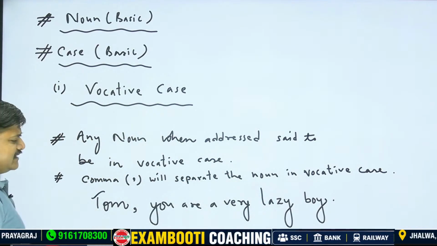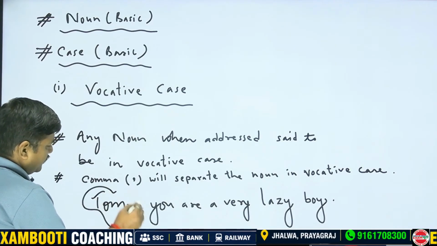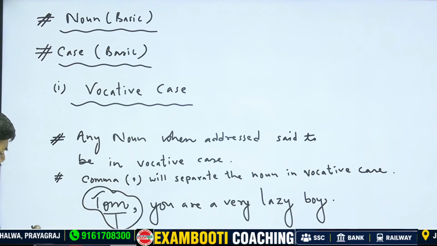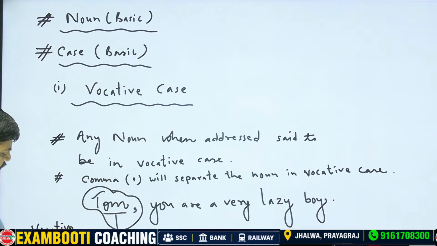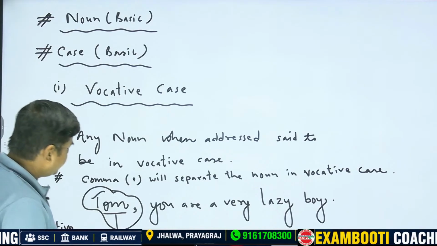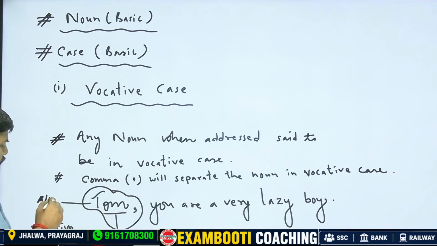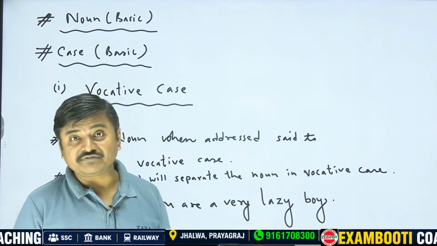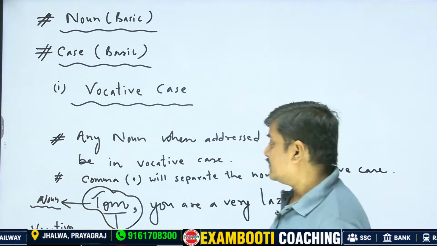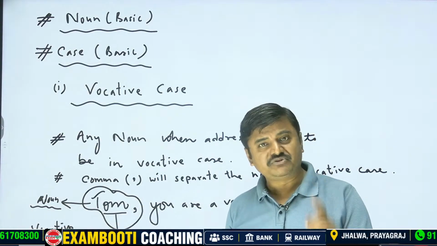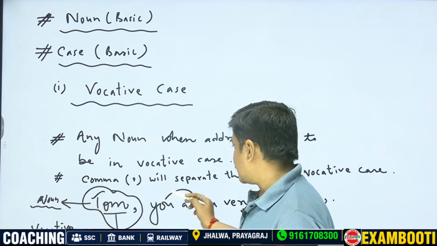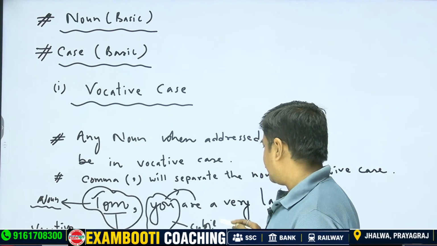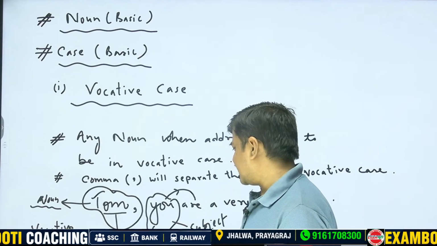Tom, you are a very lazy boy. Now here, Tom is being addressed. So Tom is in vocative case. Remember this. This word is in vocative case. This is a noun, we all know that, but this noun is in vocative case. This is not the subject of the sentence. Remember this, this is very important. In this sentence, Tom is not the subject because of the verb used. So you is the subject and you is in subjective case.